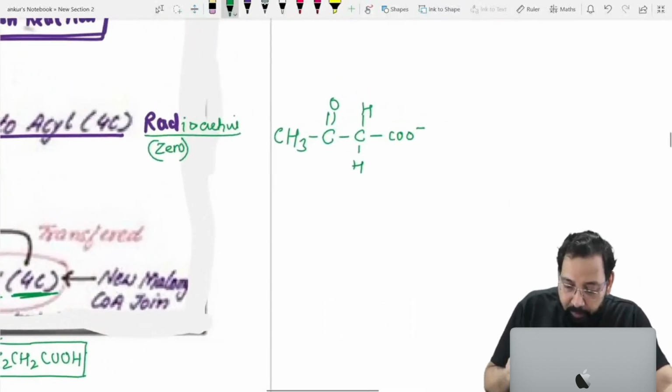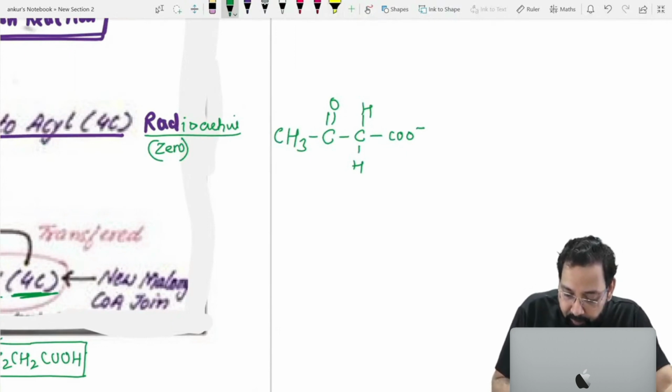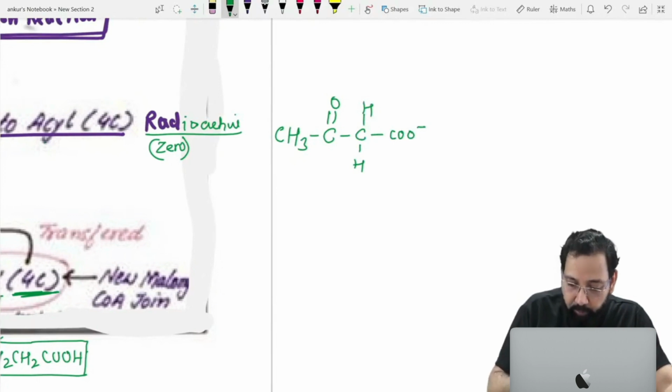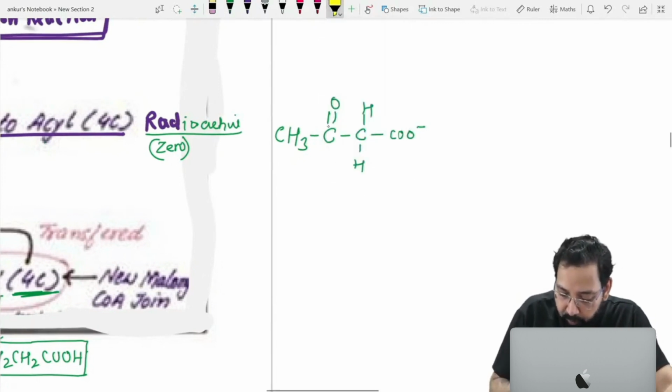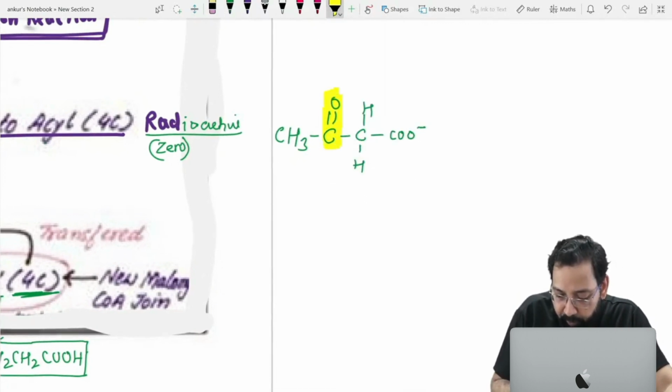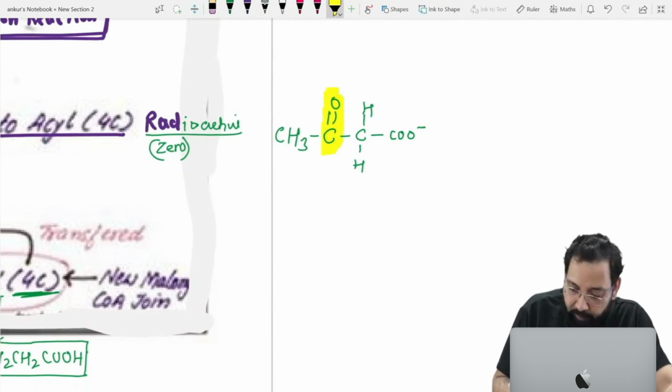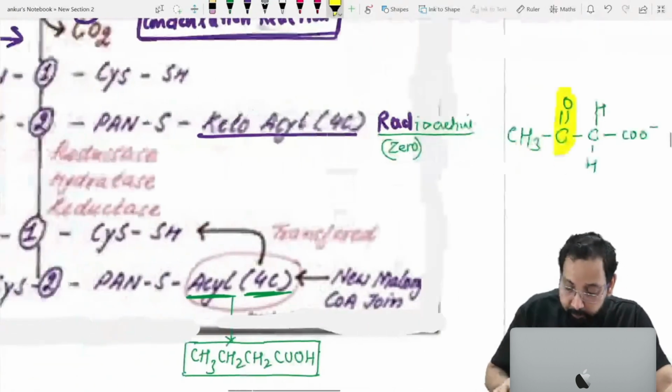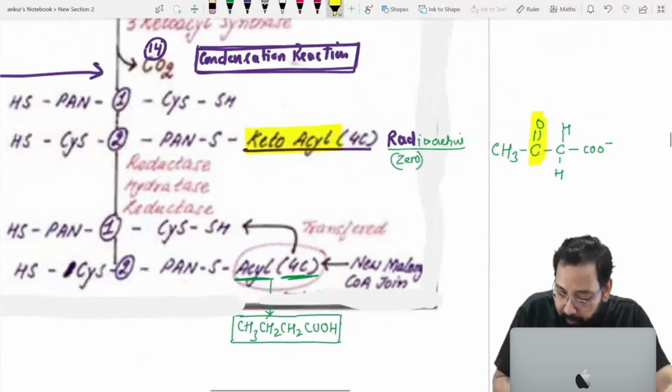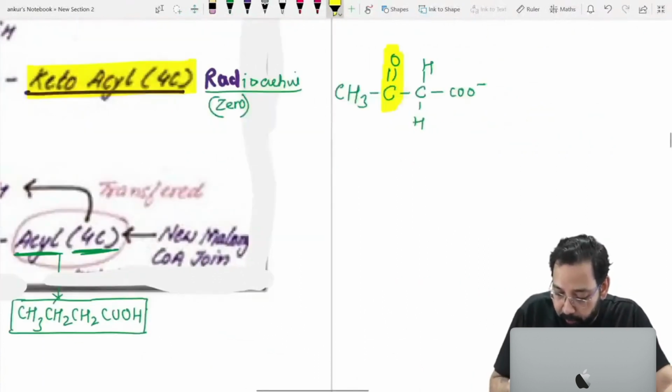CH3, CO, keto. This is keto, ketoacyl. Ketoacyl has how many carbons? Four carbons: 1, 2, 3, 4.